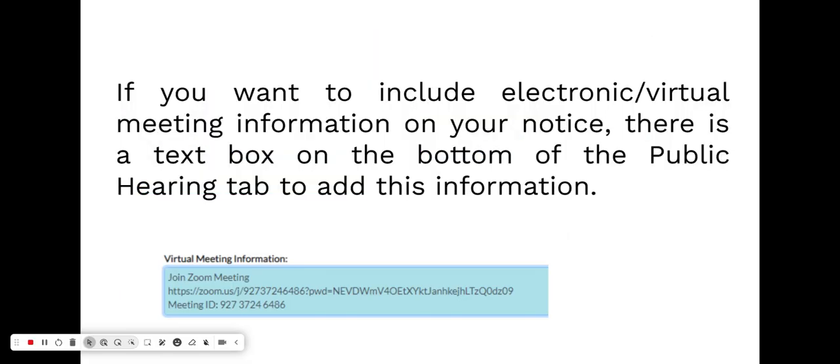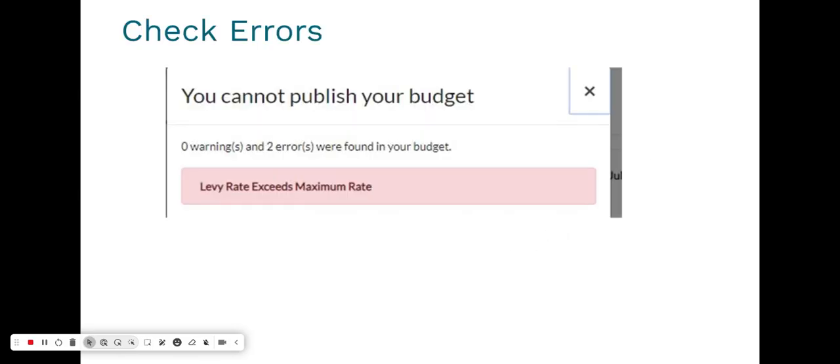to your machine. If you want to include electronic or virtual meeting information on your notice, there is a text box where you can add that information. You can also add it within the location field within your public hearing notice information.